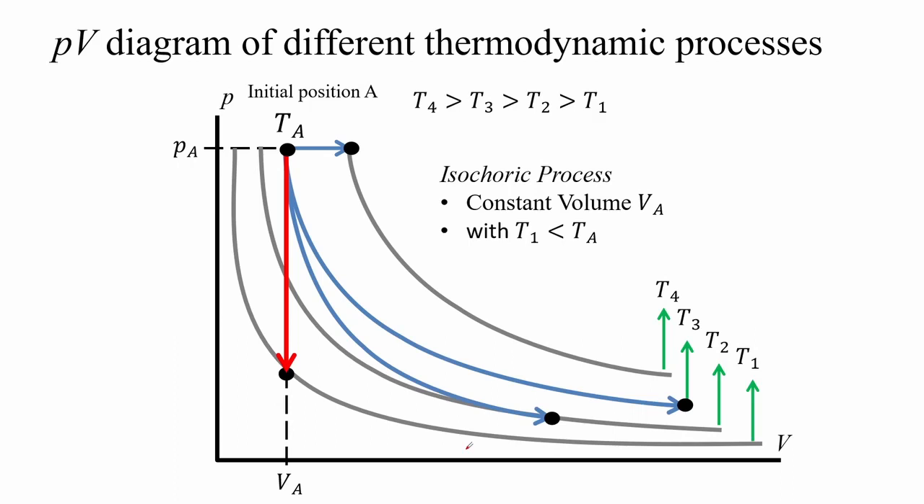Earlier, we showed you the pressure versus volume diagram for an isochoric process and isobaric process where the area under the curve is the work done by the system. Here we will show you the different pressure volume diagrams for the different systems using ideal gas isotherms at different temperatures. First we have the isochoric process as highlighted by the red arrow. We see that there is a drop in its temperature as it drops in pressure at constant volume from its initial position A with initial temperature T1.